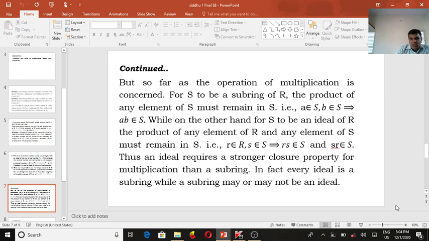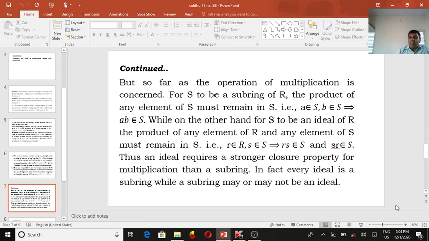On the other side, for S to be an ideal of R, the product of any element of R and any element of S must remain in S. So I take r belongs to R, s belongs to S. The product rs belongs to S, and similarly sr belongs to S.